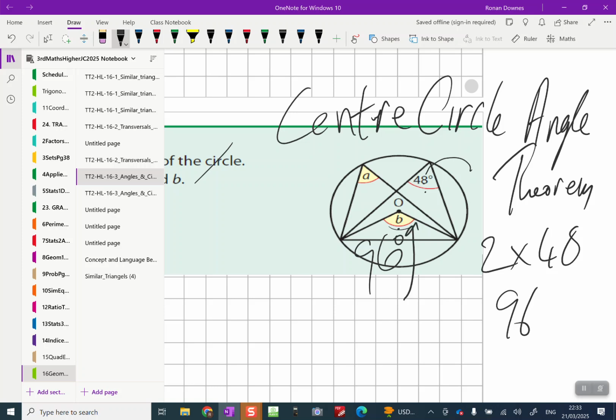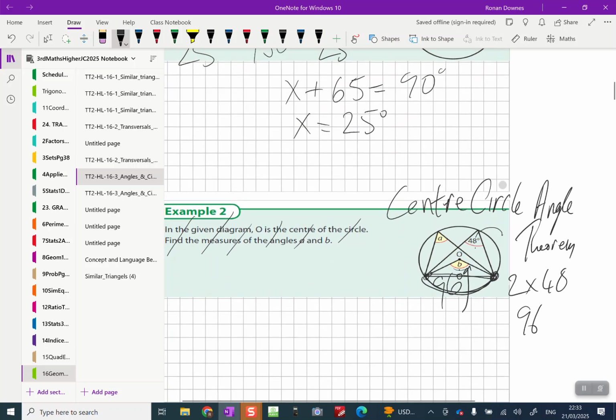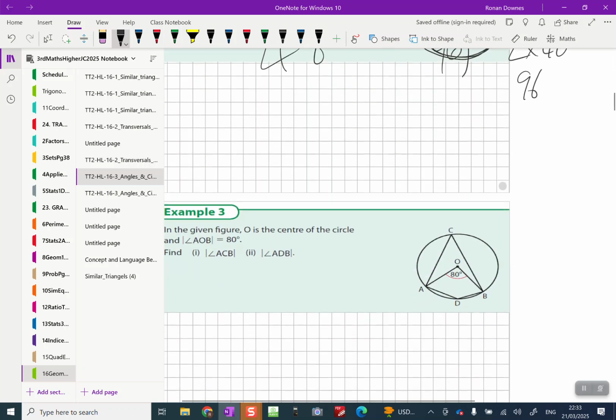And A, of course, is 48 because it's a corollary that if two angles stand on the same chord or the same arc, they have to be the same. So 48 stands on these 2 points, and so does this. So A equals 48. Another one.